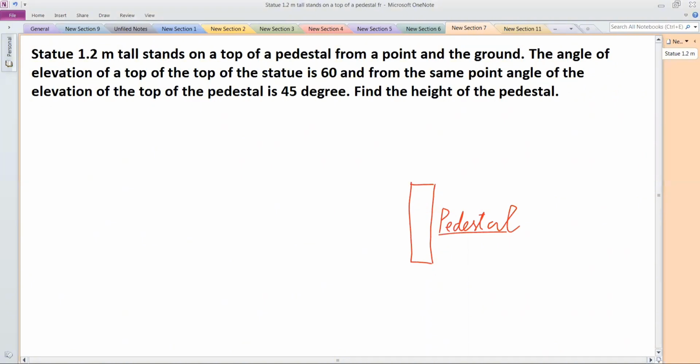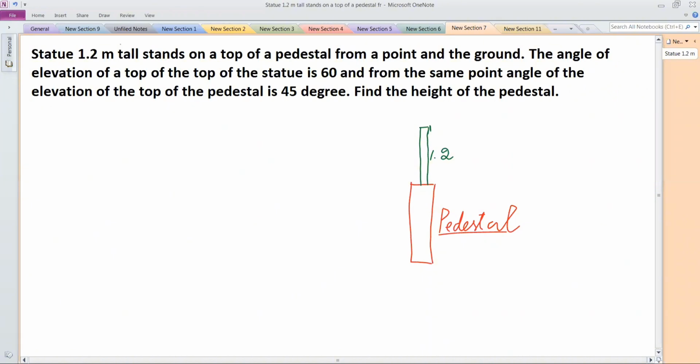This is the pedestal. On this, there is a statue. We are saying that the statue height is 1.3. Here many will understand like from the bottom itself 1.2 meter. The statue, 1.2 meter tall, stands on top of the pedestal. From a point on the ground, the angle of elevation of the top of the statue is 60 degree.